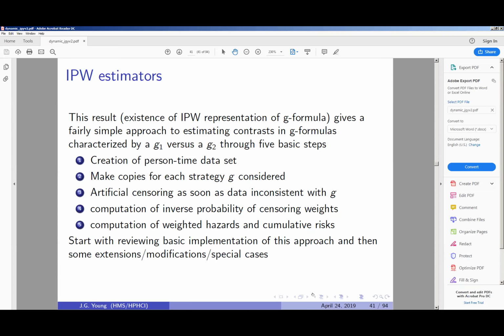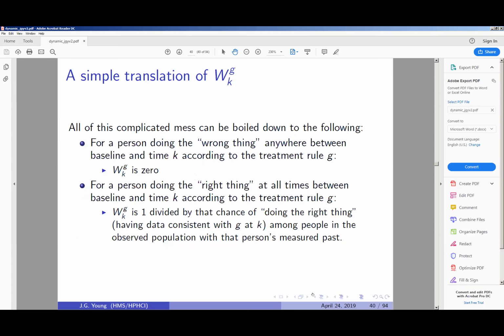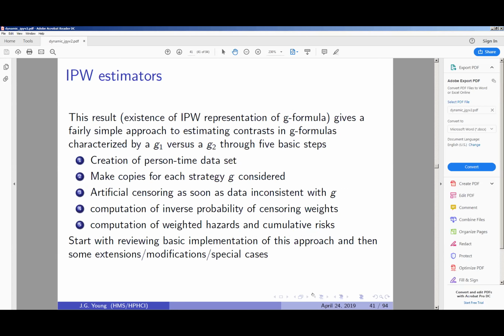Okay, so one thing to remember is that when I'm defining this WKG, we're still at the population level. We're not yet talking about estimators. This is just the weight that defines the IPW representation of the G formula, which again is something we're trying to estimate with some statistical method. So this result, this existence of an algebraically equivalent IPW representation of the G formula, gives us a fairly simple approach to estimating a contrast.